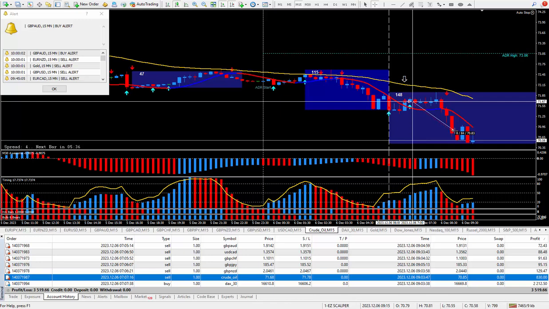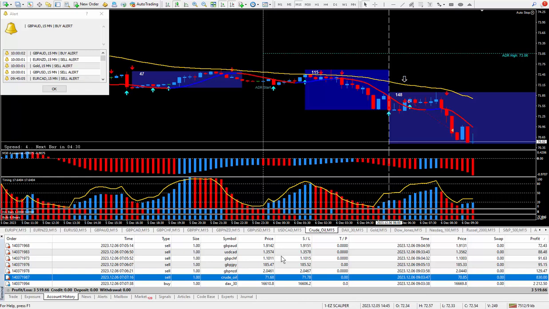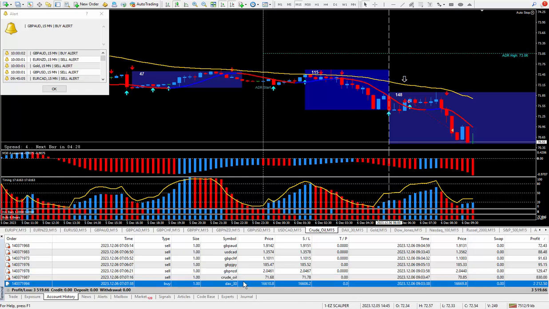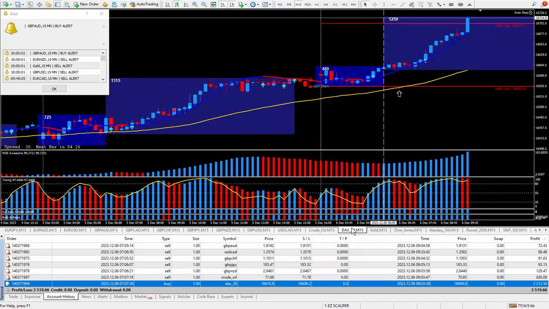Mouse is jumping around here. There it is right there, 83 ticks, and that paid out $830. Okay, let's move on to the last trade, which happens to be the DAX 30. DAX 30, this is the one I bought.